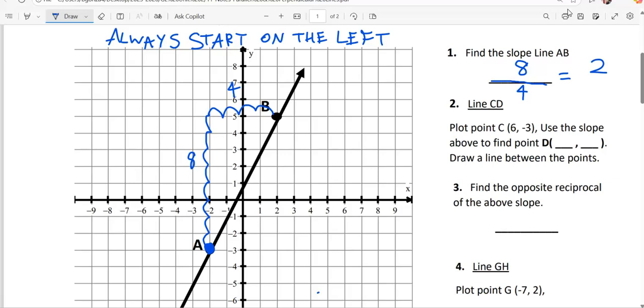Okay, now it's just a regular 2. But don't we normally see slope as a rise over run fraction? So let's not forget that a whole number is always over 1. Cool? So 2 means 2 over 1. Keep that in your mind.